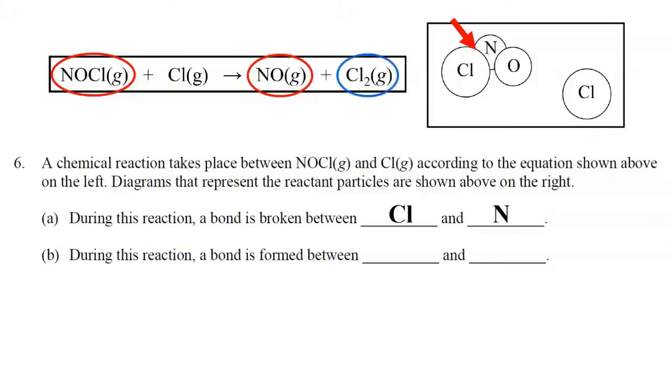Now, a product of this reaction is the molecule Cl2. So the particle of Cl is going to collide with the Cl in the molecule, forming a new bond. So I can make Cl2. There is a new bond forming between two atoms of chlorine.